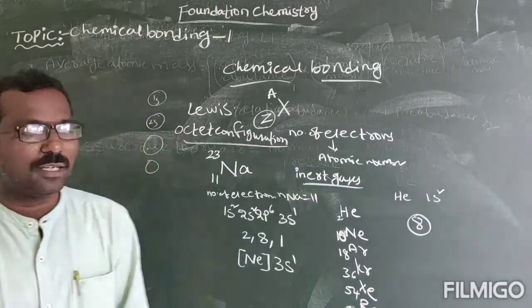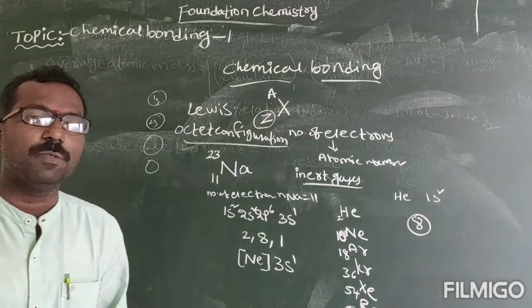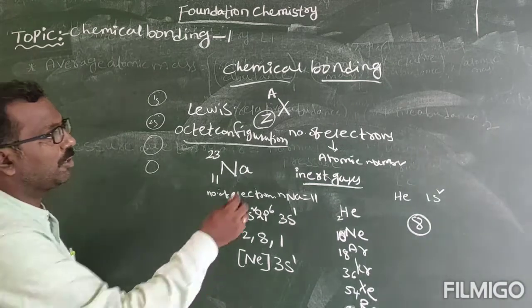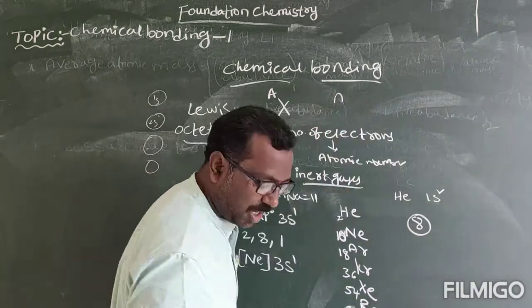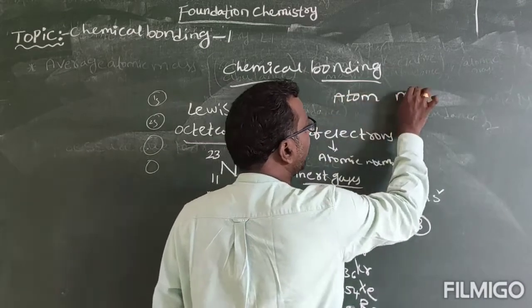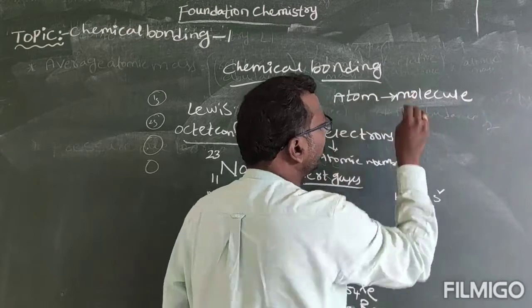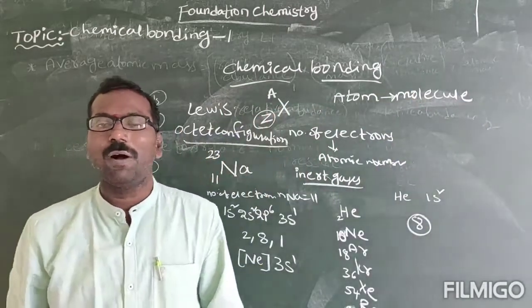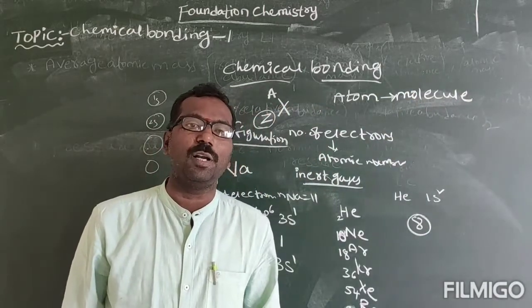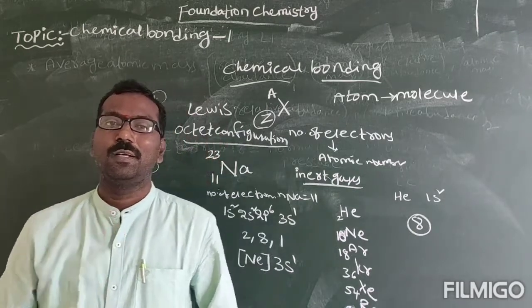That is the reason why, in the starting of the chemistry classes, in some fundamentals of chemistry, we had a discussion about atoms. An atom is the small one, whereas a molecule is the big one. So atoms combine to form molecules. Why do atoms combine to form molecules? In order to attain stability.